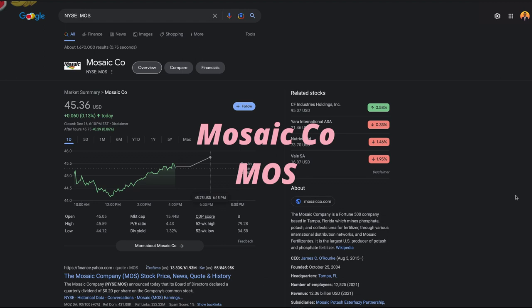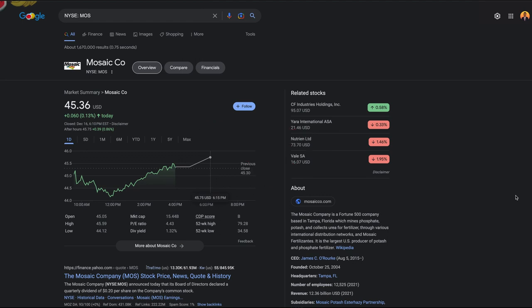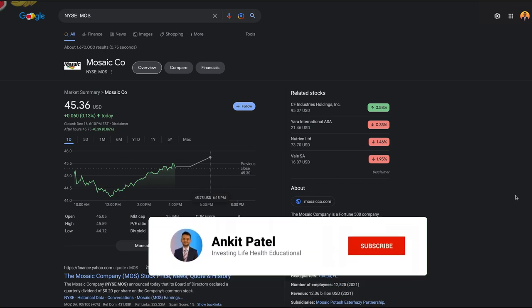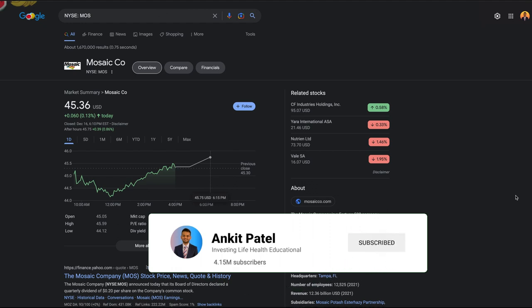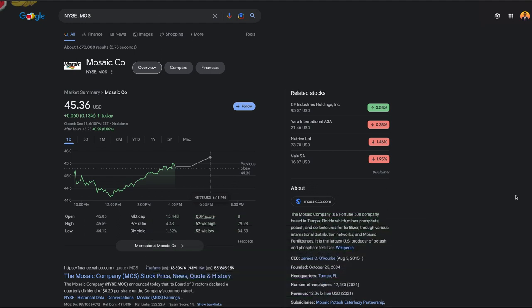And through various international distribution networks, it is the largest U.S. producer of potash and phosphate fertilizer. With crop prices soaring, farmers have all the more financial and other incentives to spend more on crops to get more profits. Revenue has been consistently rising over the trailing five reported quarters, the most recent showing 56%.